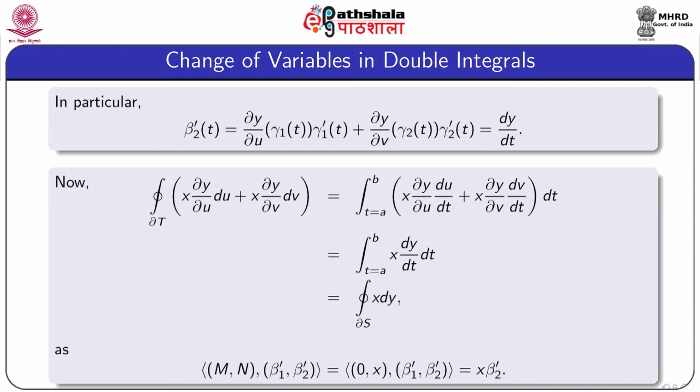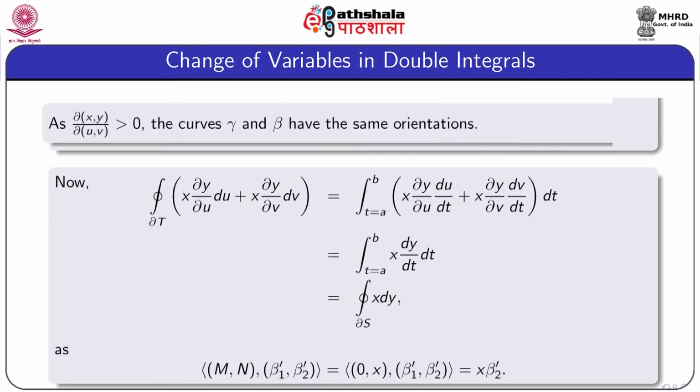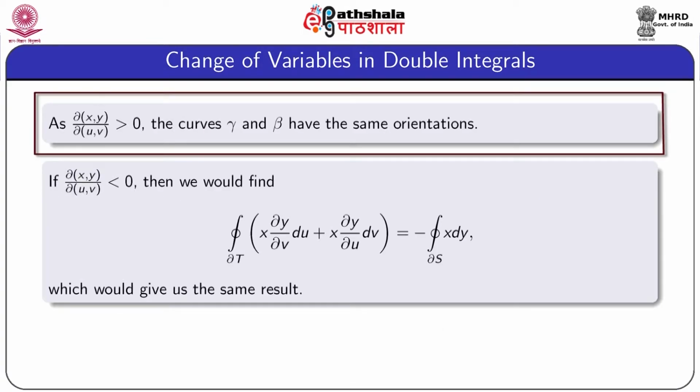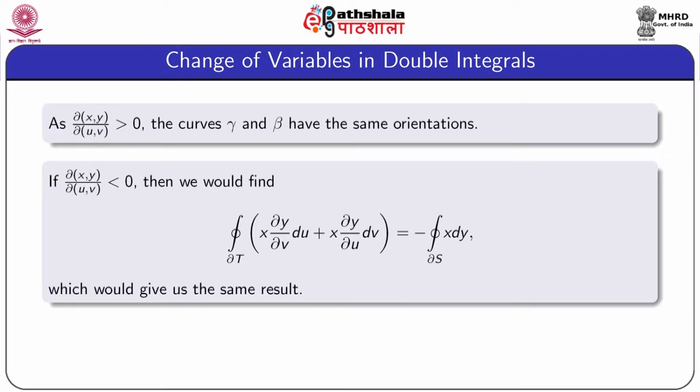Here we use the result that the inner product of (M,N) and (beta 1', beta 2') equals the inner product of (0,x) and (beta 1', beta 2'), which equals x beta 2'. As the Jacobian is positive, the curve gamma and its image beta have the same orientations. If we started with assuming the Jacobian is negative, then we would find the line integral over ∂T of x ∂y/∂u du plus x ∂y/∂v dv equals the negative of the line integral over ∂S of x dy. But from this also you would get the same result.